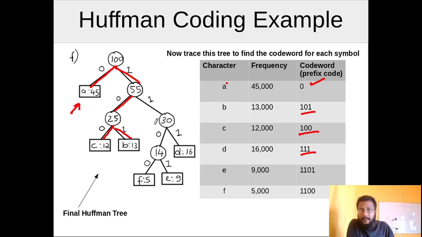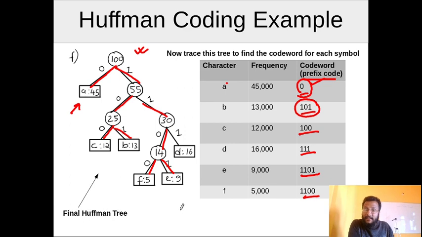What is E? E is 1 1 0 1. What is F? 1 1 0 0. If you look at this, all these codes are prefix codes. None of the codes is a prefix of some other code. None of the other codes start with 0, and none start with 101. So there will be no conflict, no confusion. So this is your final Huffman tree. This is what you should create.